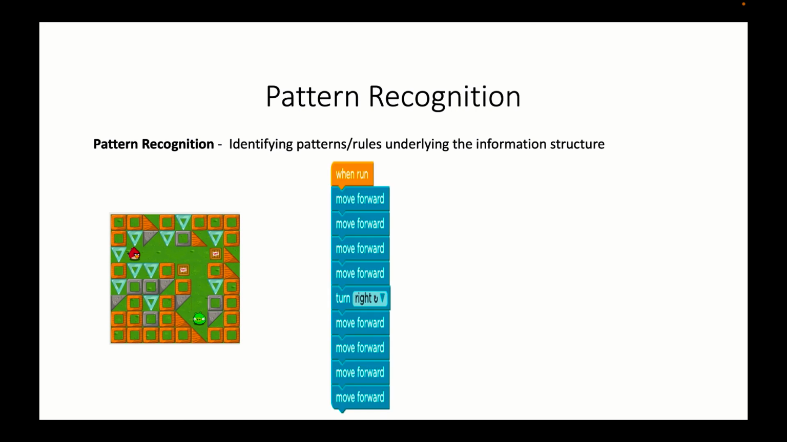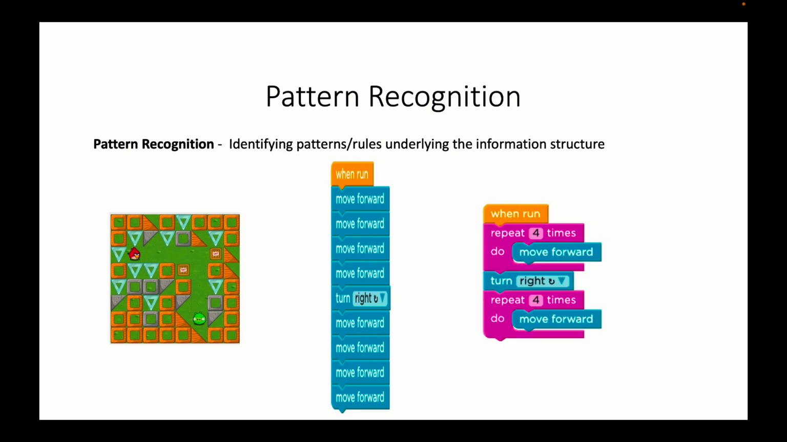There seems to be a pattern. What is the pattern? First of all, there are 4 move forward blocks before the bird turns. We can have 1 move forward block enclosed by the repeat block. That's a loop. So 1 move forward block repeated 4 times. After the bird turns right, there's another pattern. Again, 4 move forward blocks. So again, we can have 1 move forward block repeated 4 times.